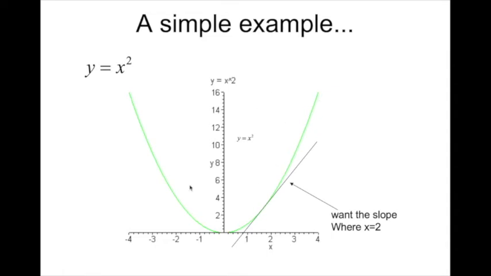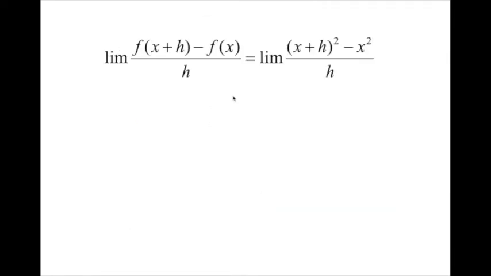Okay, say we have this function y is equal to x squared, and we want to find the slope or gradient when x, that x there, is equal to 2. So this is the formula that we previously found, and h of course approaches 0 if you remember from the previous slides. Since our function is x squared, this becomes x plus h all to the power of 2 minus x squared over h. Do not replace h with 0 yet, otherwise it becomes undefined.